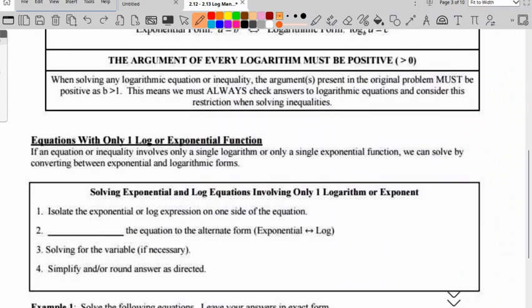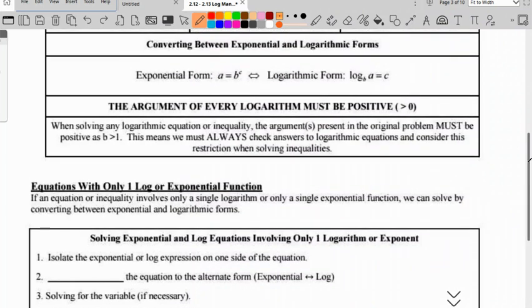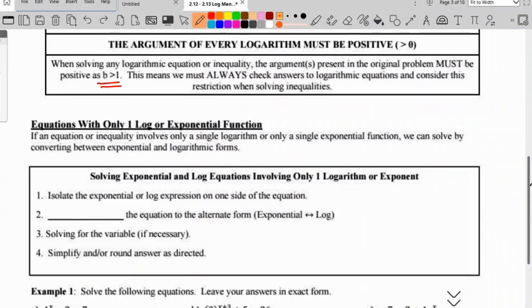Okay. Here, just a little note about vocabulary. It says the argument of every logarithm must be positive, meaning it has to be greater than 0. The argument, in case you're wondering what that is, is the number you're taking the log of. So that's your argument. They said that's because your base always has to be positive. And so we can't raise a positive number to a power and get a negative number. So our argument has to also be positive. We mentioned that last class as well, I believe.